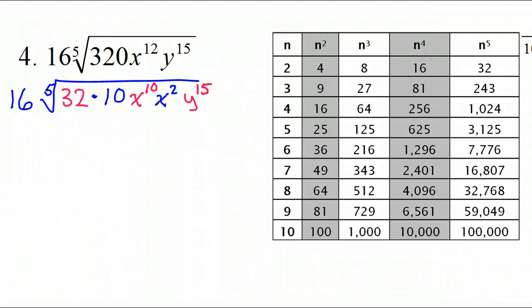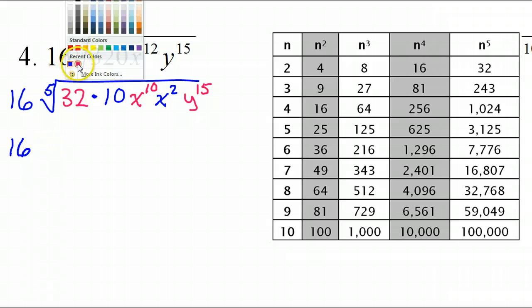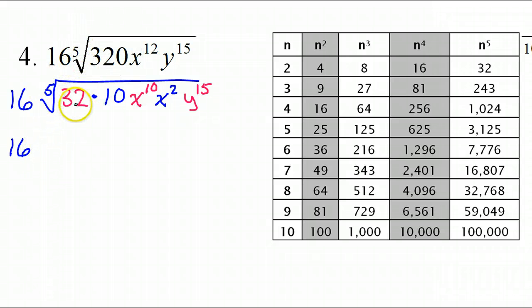So that 16 out front is still sitting there, so I'm just going to bring that down. Now everything in pink is going to reduce and come out of the radical. So the 5th root of 32. The 5th root of 32 is 2. Alright, so I'm going to get 2 out of that.